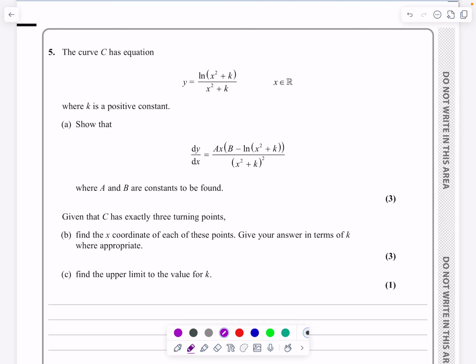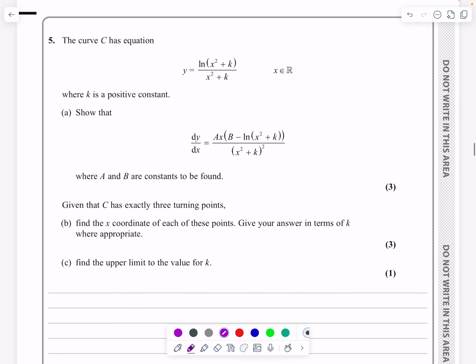Okay, this is the P3 paper from October 2023. It's a differentiation question. As we can see here, we're going to be differentiating using the quotient rule. We'll do some work on logs as well when we're going through and doing it. Let's have a look at the question then.